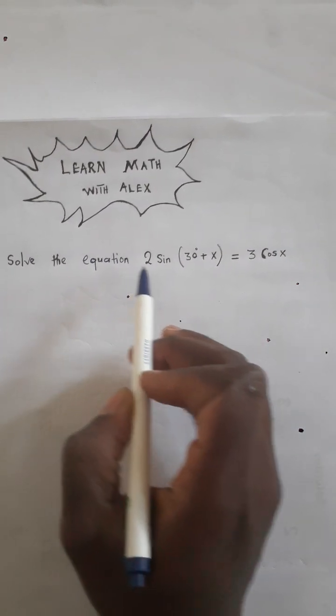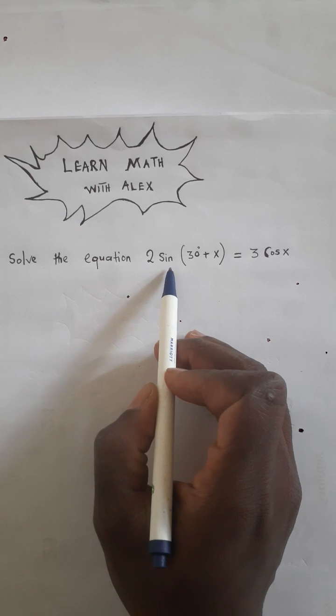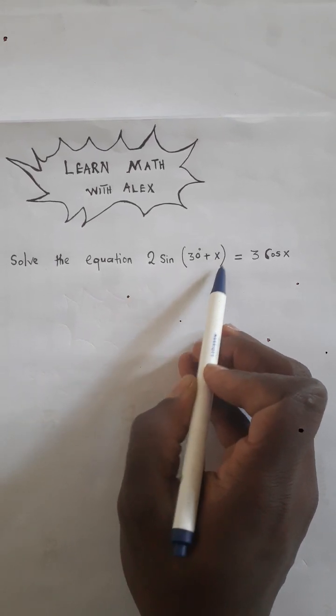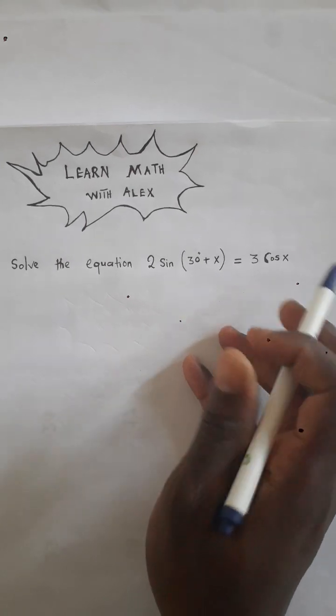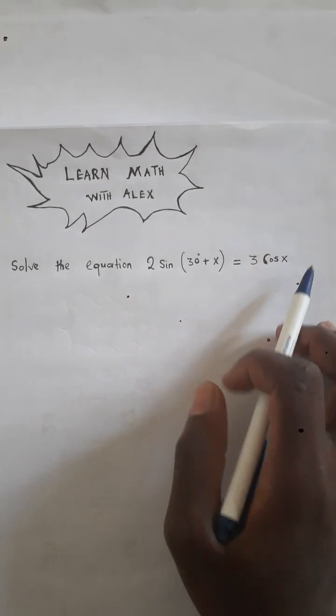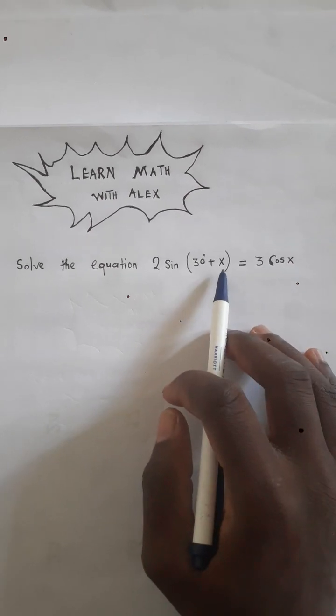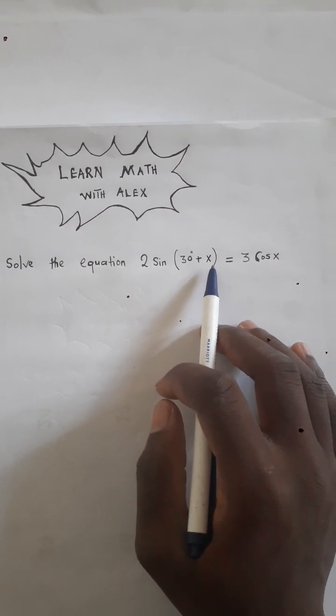The trig equation we've been given is: solve the equation 2 sin(30 degrees + x) = 3 cos x. So we are solving for x, this x here and this x here. How do we do it?